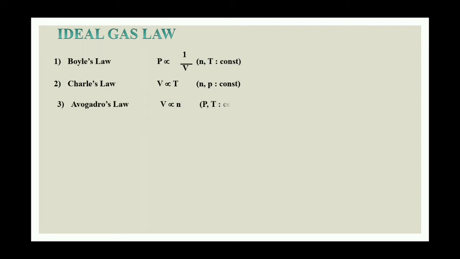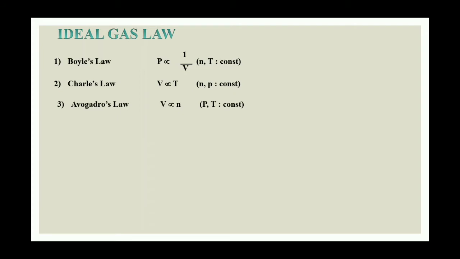So let us recollect all the laws we have studied. First one, Boyle's law. What was Boyle's law telling us? At constant temperature, for a fixed mass of a gas, pressure is inversely proportional to volume, right? Then Charles' law. At constant pressure, volume is directly proportional to temperature for a given mass of a gas. Avogadro's law. Volume is directly proportional to number of moles at constant pressure and temperature.